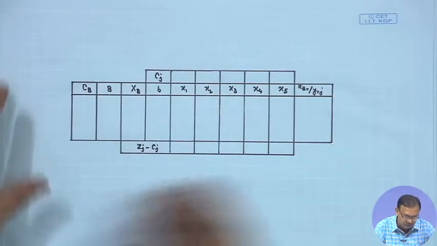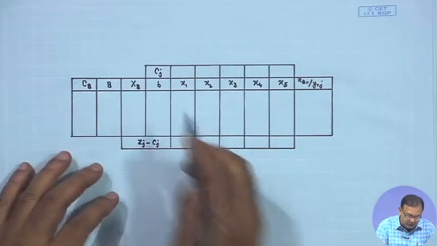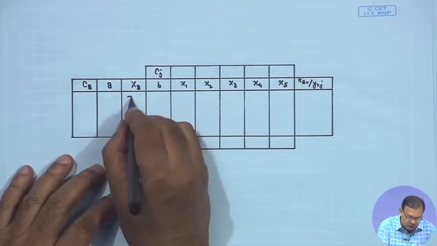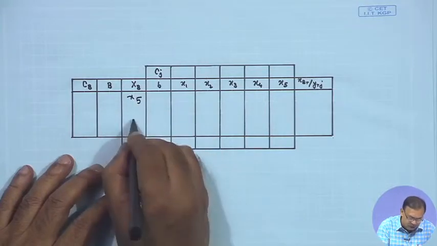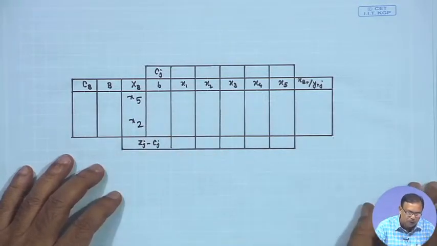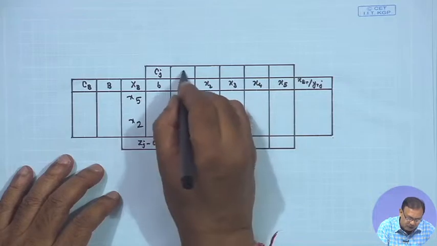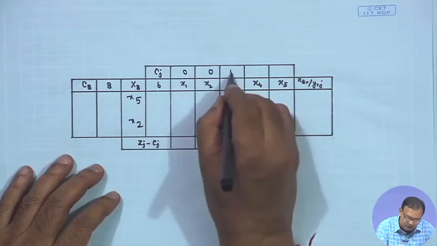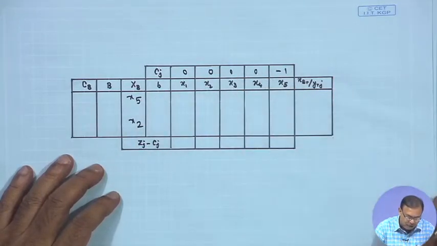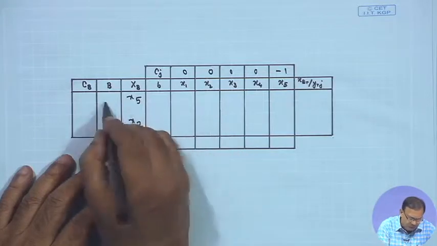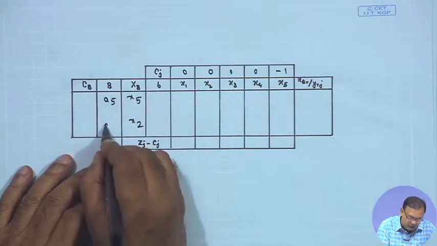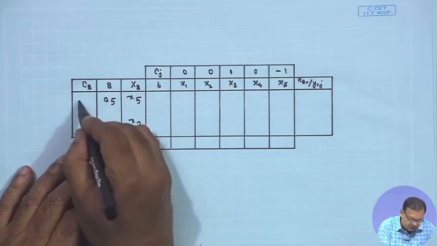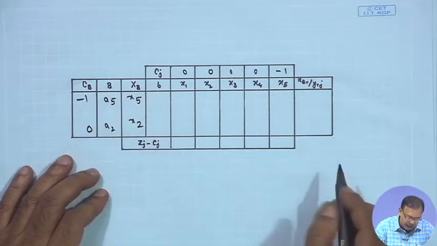So, for this case your x3 will be replaced by x2, so that you will obtain x5 and x2. All other things will remain the same, that is 0, 0, 0, 0 and minus 1. Here it is a5 and a2, so that your Cb will be minus 1 and 0.